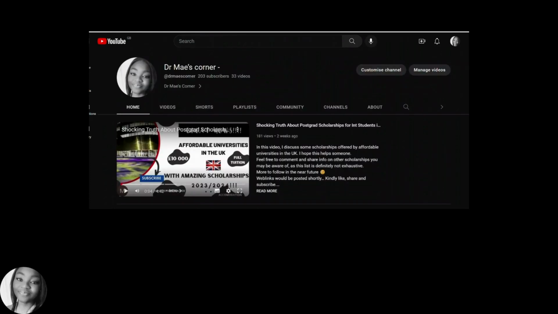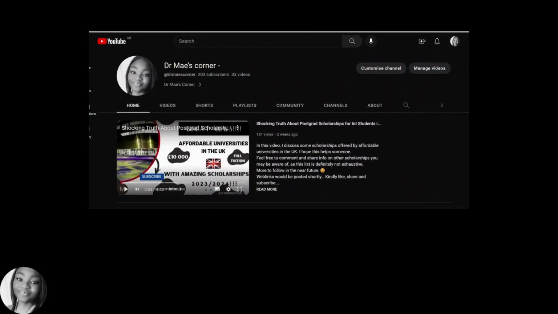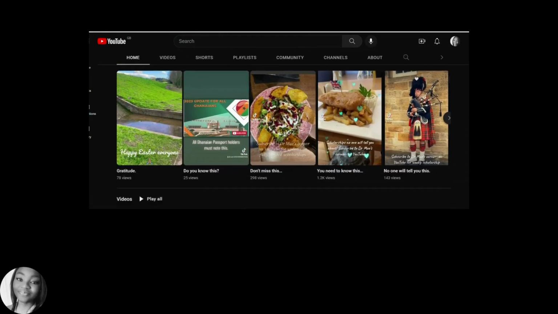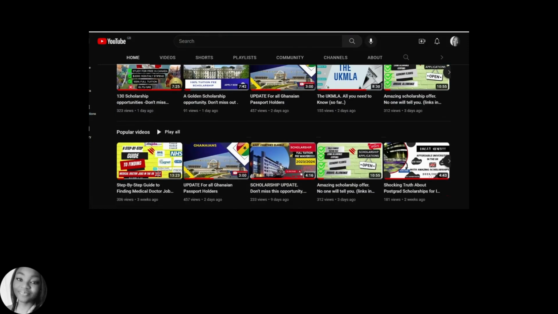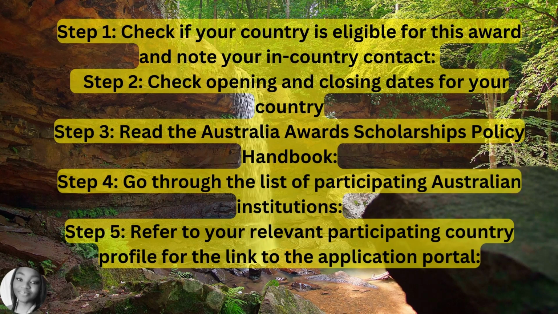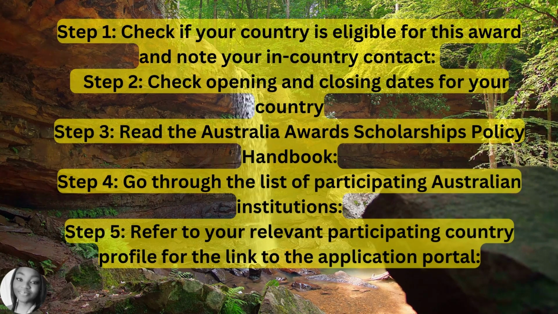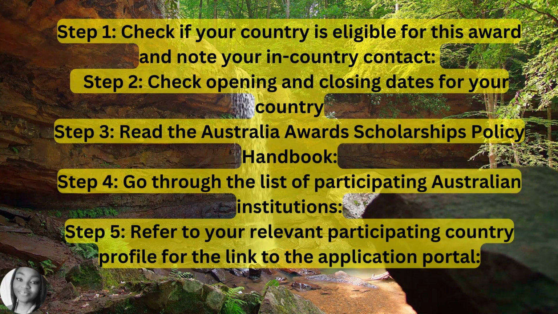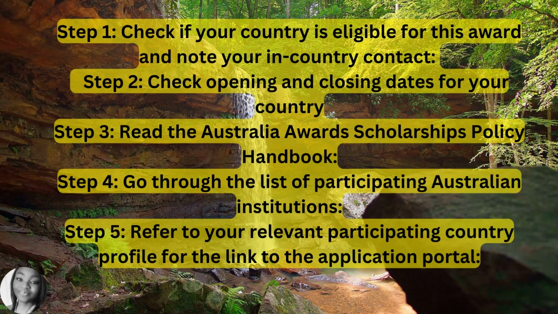So in this video, we're going to look at 10 steps to study for free in Australia by obtaining a scholarship. So we'll start off by looking at the 10 steps which I've highlighted in these slides. Then we'll move on to look at how the website looks like and then how to proceed with the application in detail.